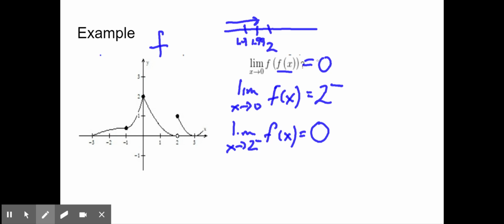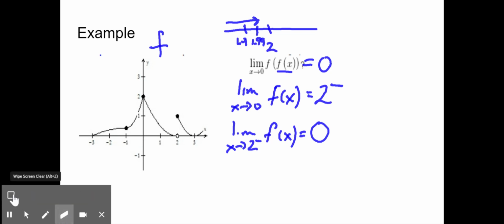Okay, so it's not as simple sometimes as just, calculate two limits, an inside limit and an outside limit. Sometimes you do have to do a little bit more thinking about that inside limit that will help you determine that outside limit. All right? All right, so there's a little bit more complicated example.